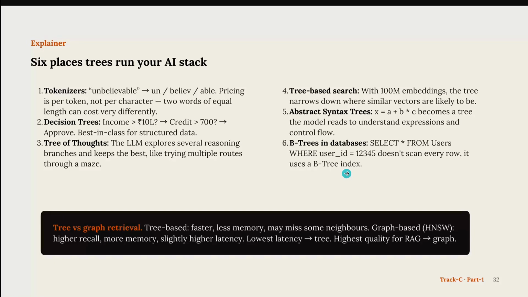Okay, and retrieval is also a little different. Tree based is faster, less memory, may miss some of the neighbors. Graph based, HNSW. We will look at HNSW in one of the future slides, so let's park it there. Graph based has a higher recall, but it requires more memory and slightly higher latency. And when we need lower latency, we'll always go for tree. Highest quality for RAG is always graph. Okay, we are going to look at why this is so in one of the future slides.